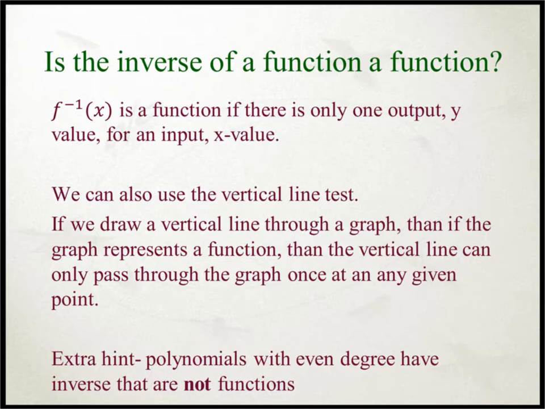An extra hint: polynomials with even degree. Remember, degree is like the highest exponent, so that would be something like x to the 4 plus some stuff. They have an inverse, but the inverses are not functions. They can be functions if you restrict the domain, but the point is to identify polynomials that have even degree are not going to be functions, because when you reflect that on the graph over the diagonal line y equals x, that function's going to turn back on itself, and it's not going to pass that vertical line test.